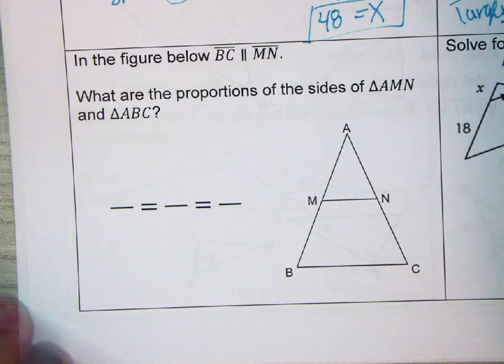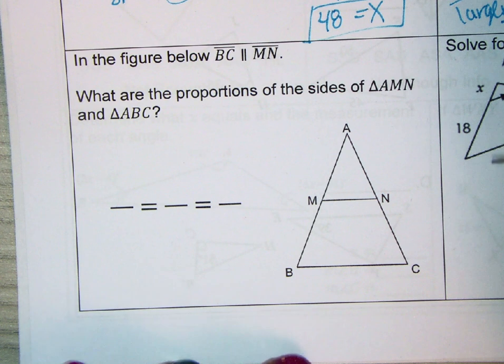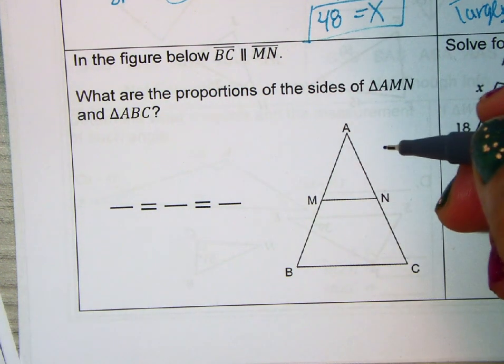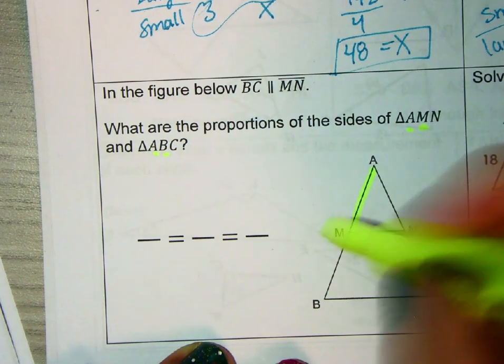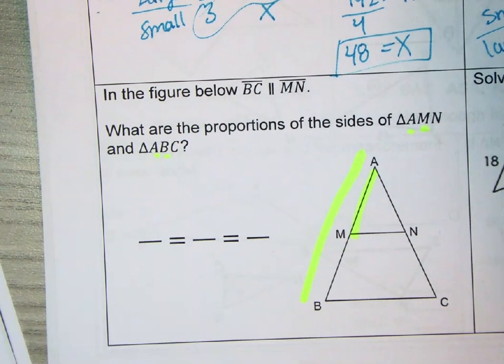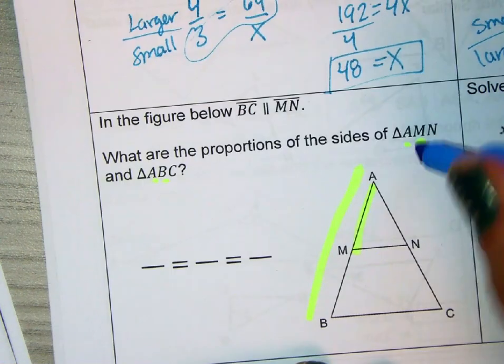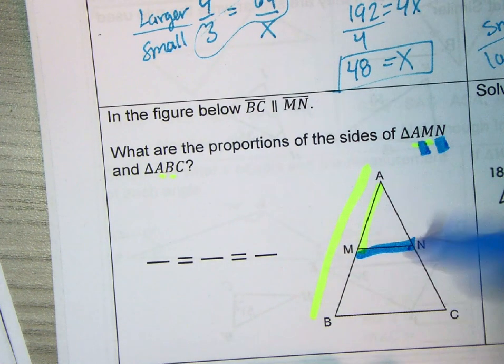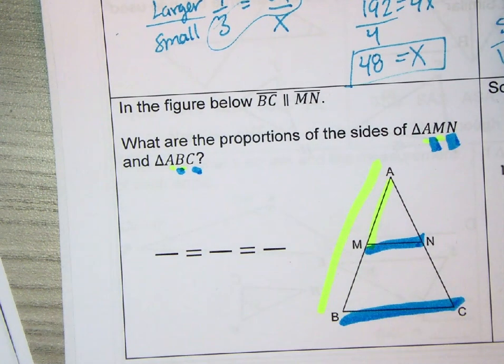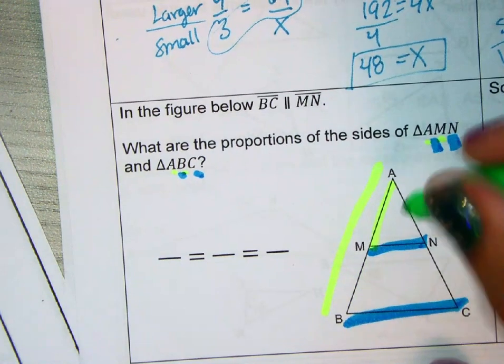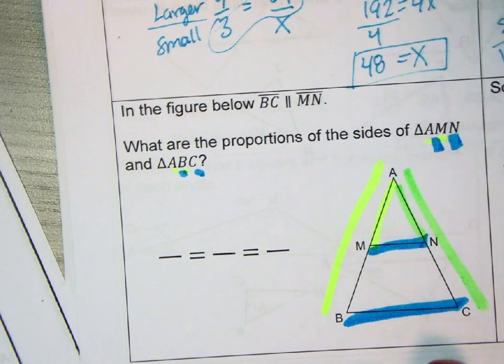All right, let's look at the next question. We have, what are the proportions of the sides of triangle AMN and triangle ABC? So if we color coordinate or annotate, we have AM, and it's going to be the first two letters, so the first two letters AB. And then we have MN, this part, and then BC, this part.